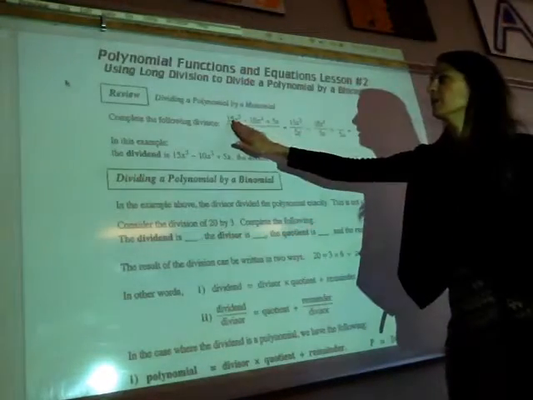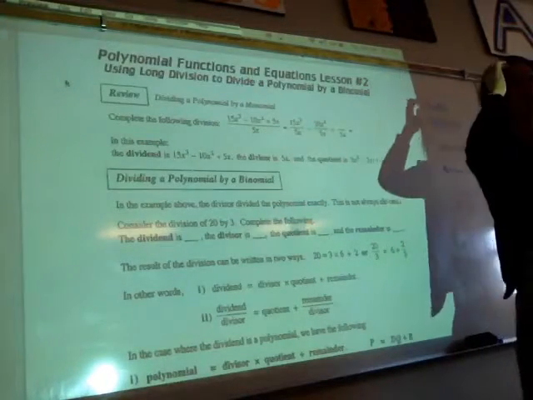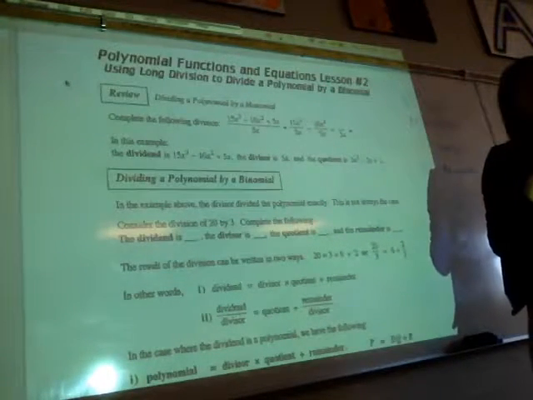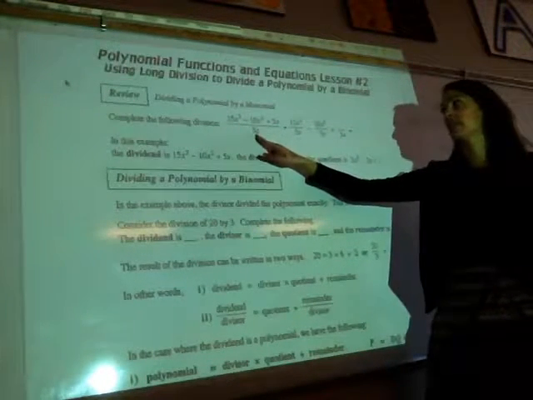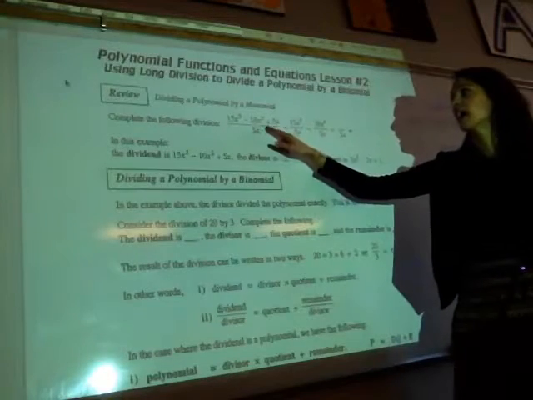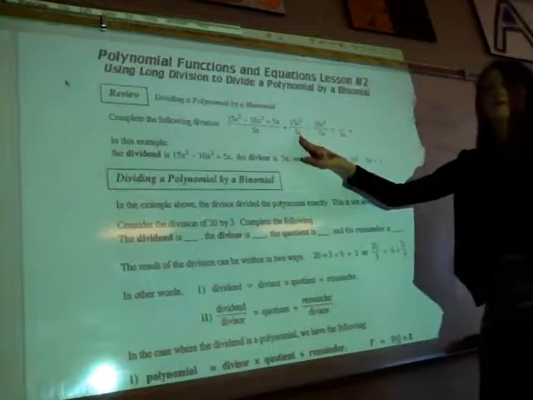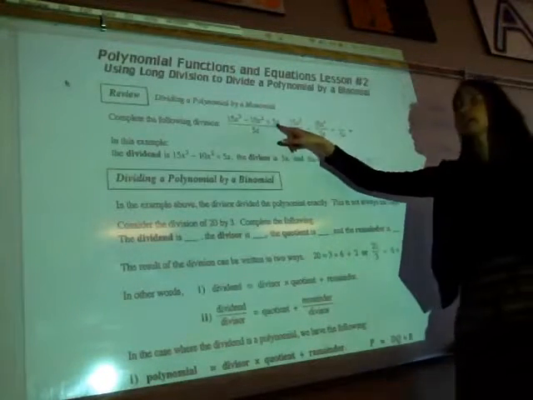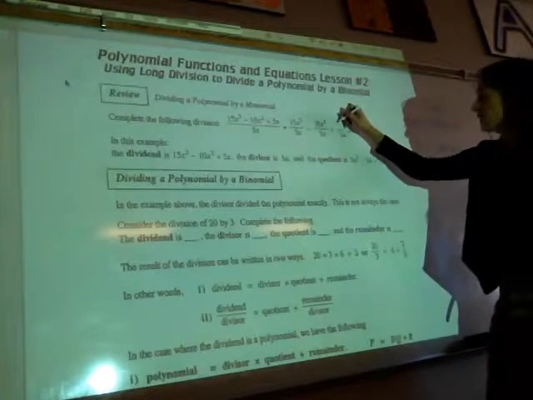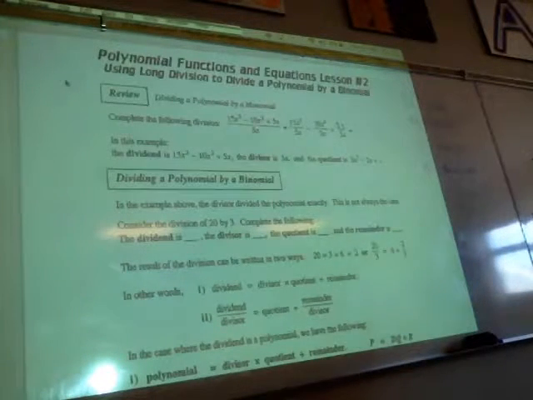We have a polynomial, 15x cubed minus 10x squared plus 5x, and we're dividing by 5x. What you first want to do when you're dividing a polynomial is check, can you divide each term individually by 5x? Okay, and we're going to see that we can. So 15x cubed can be divided by 5x, negative 10x squared can be divided by 5x, and our last term, 5x, can also be divided by 5x. So if that's possible, then we can just divide each term by the divisor.